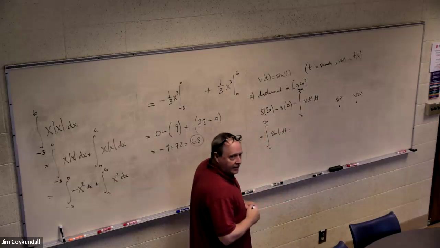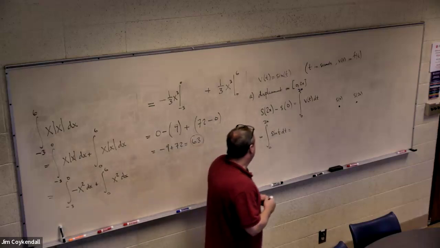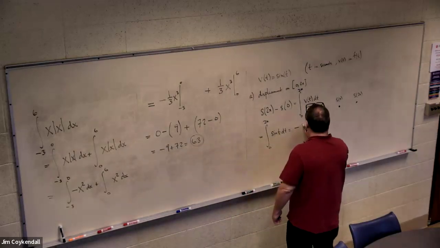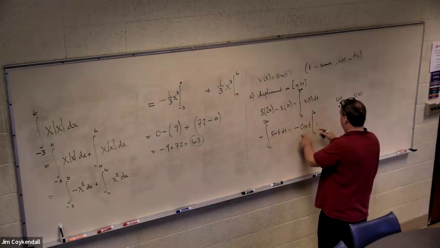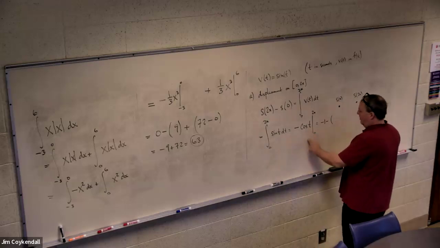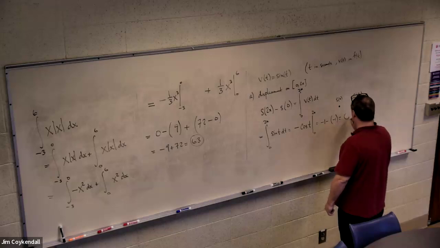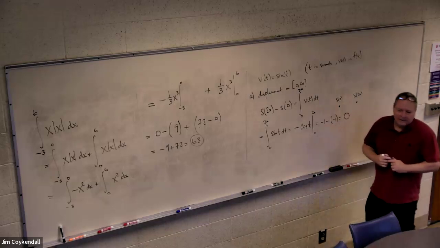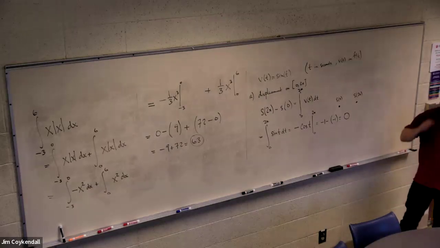Favorite antiderivative of sine t is negative cosine. Good. When I plug in 2 pi here, I get -1. And when I plug in 0 here, I get -1. -1 plus 1 is 0. How about that? I started and finished at the same place.